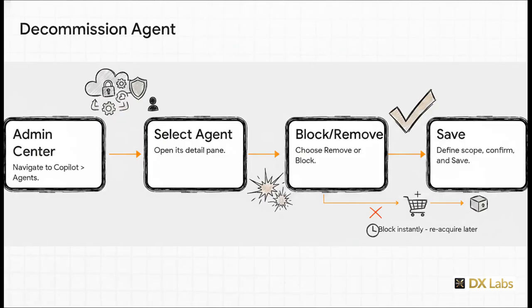Okay, once that 30-day notice is up, here are the strict steps you take to execute the decommission. In the Microsoft 365 Admin Center, navigate to Copilot, then click Agents. Select your target agent to open up its detail pane, and then simply choose either Remove or Block. You get to define the scope, whether it's blocking it for absolutely everyone or just specific user groups. Then you confirm and hit Save. Remember, blocking protects users from relying on outdated tools instantly, while removal takes it out of your tenant's inventory completely, though it can always be reacquired from the store later if someone realizes they actually still need it.